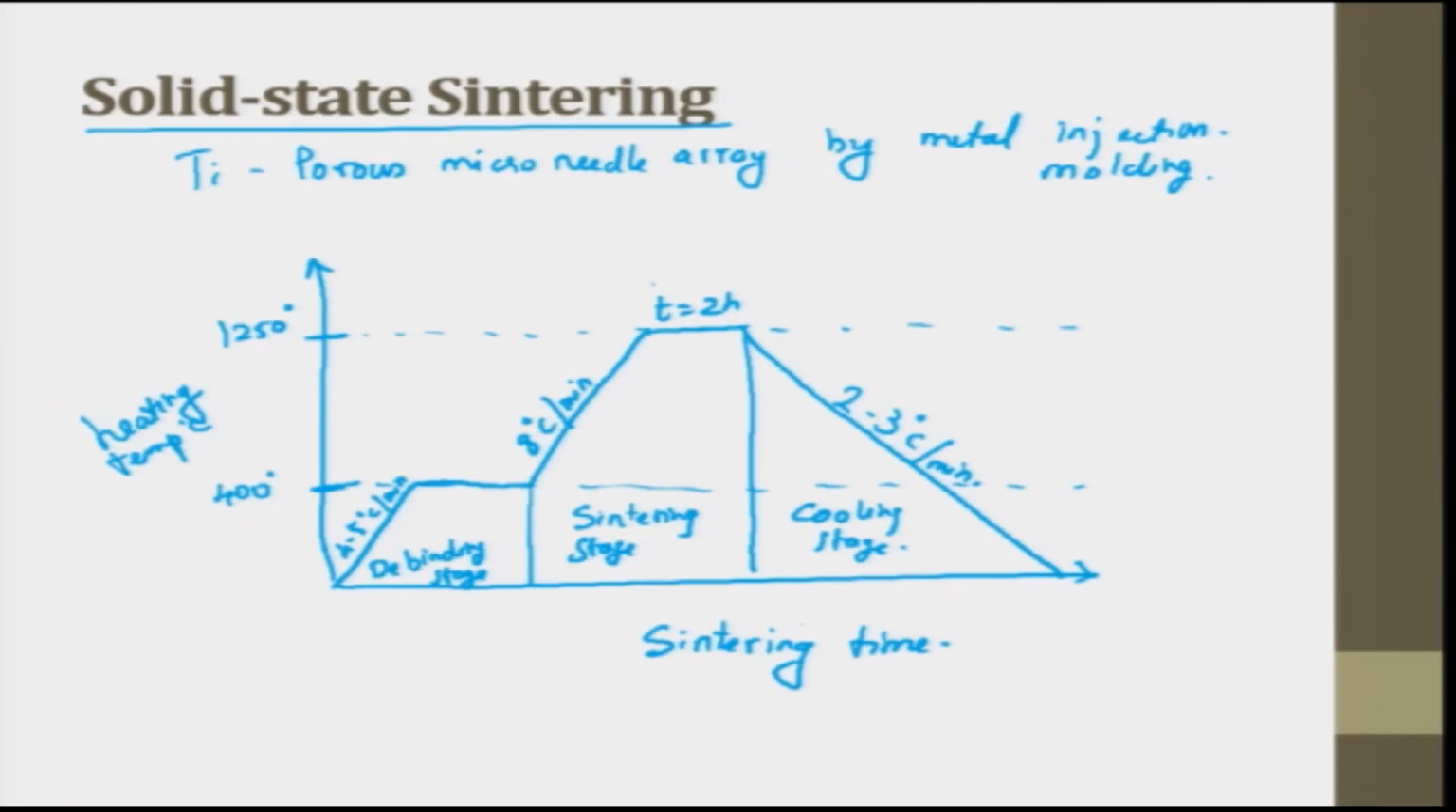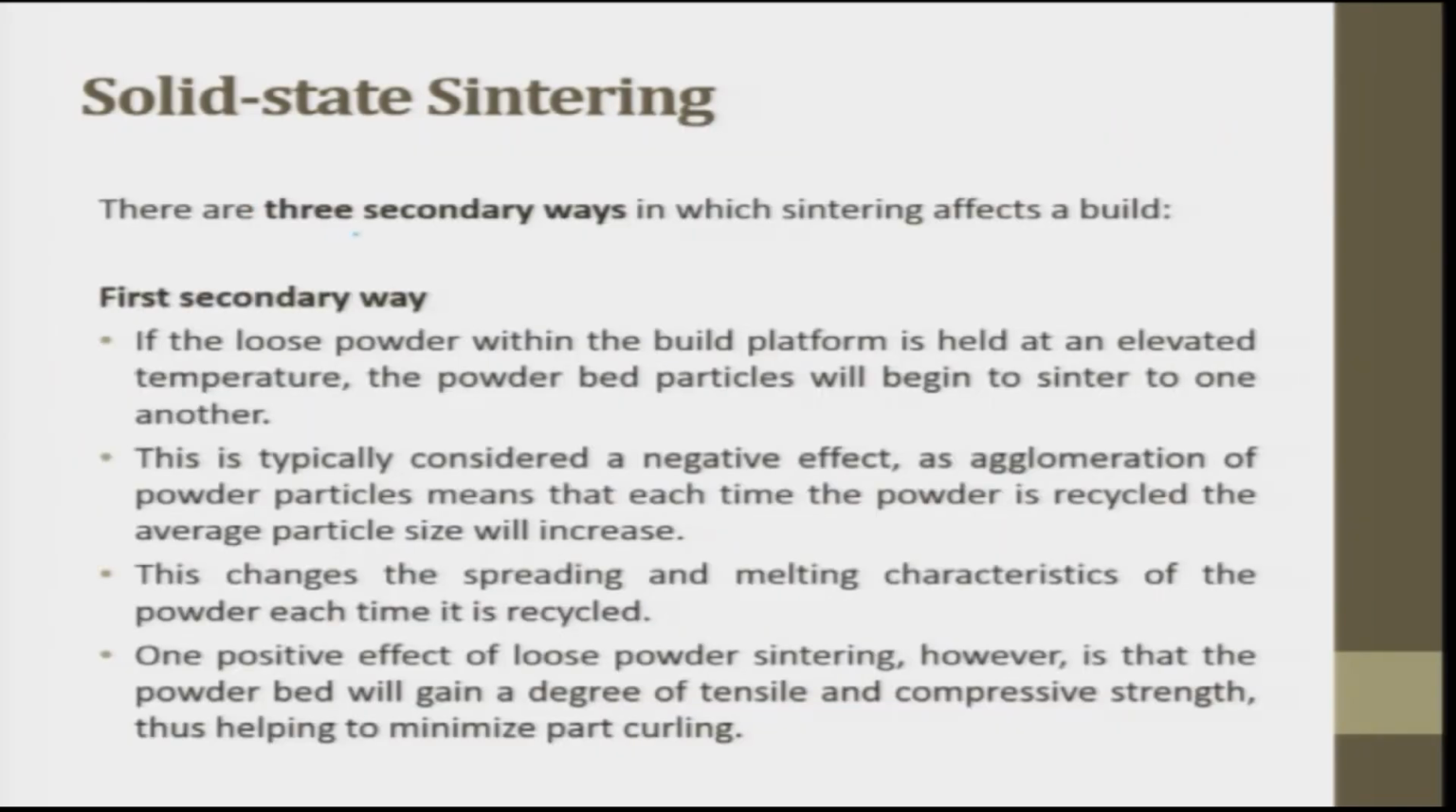And after it is soaked for 2 hours, we remove the heat and allow it to fall down slowly. So it slowly cools down and you get whatever output you want. So typically, for sintering time and temperature, this is how the plot looks for a particular application. There are 3 secondary ways in which sintering affects a build. The first secondary way: if the loosened powder with the build platform is held at an elevated temperature, the powder bed particles will begin to sinter to one another.